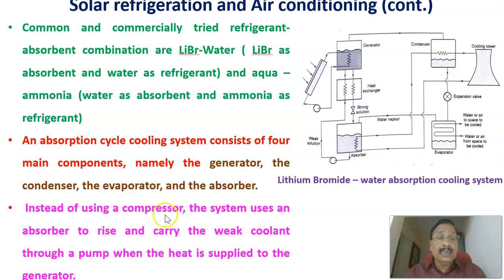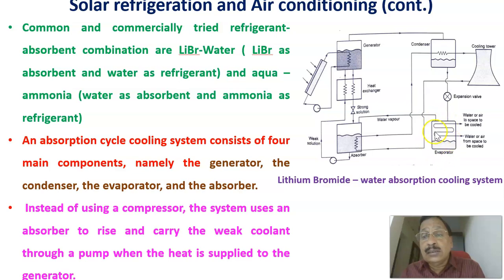Instead of using a compressor, the system uses an absorber to raise and carry the weak coolant through the pump when heat is supplied to the generator. Now in this one, this is the solar radiation collector unit, and here is the generator. Water is pumped through this one, and vapor is generated here, and that is passed through the compressor.